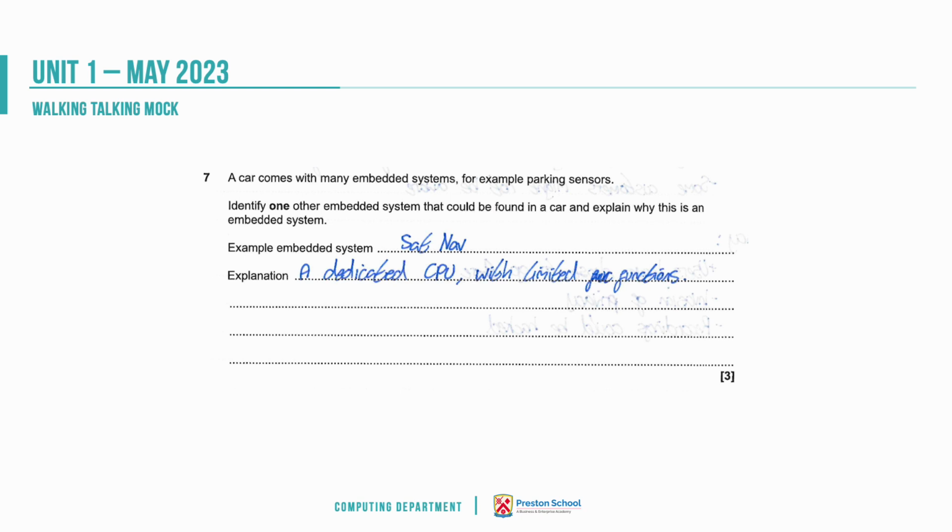What all of those have in common, though, is that those embedded systems have got a dedicated CPU with limited functions. I can't take my sat-nav and install Microsoft Word. I can't install Scratch. It's only designed to do very simple tasks, the tasks it was designed for in the factory. So an embedded system is a dedicated CPU within a larger device. You don't get a mark for that idea of a larger device because they told you that in the question, in that they said it can be found in a car. So that was self-explanatory. But it's that dedicated CPU with limited functionality for our final 3 marks.